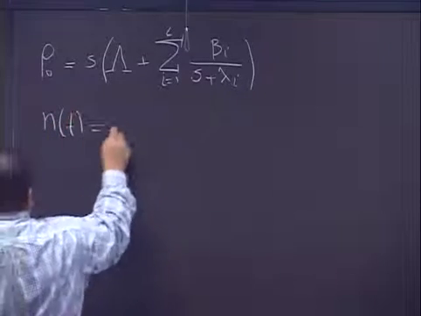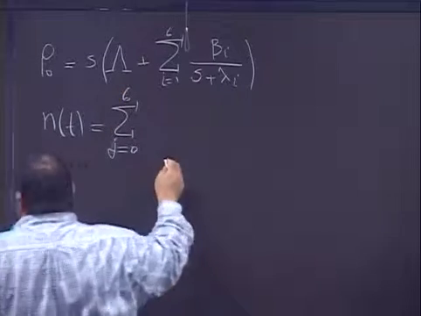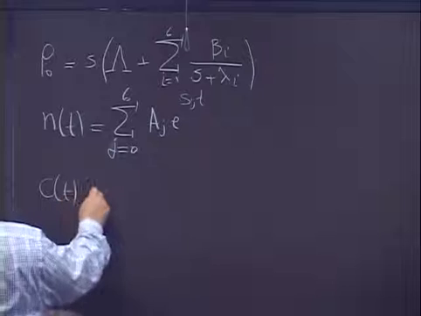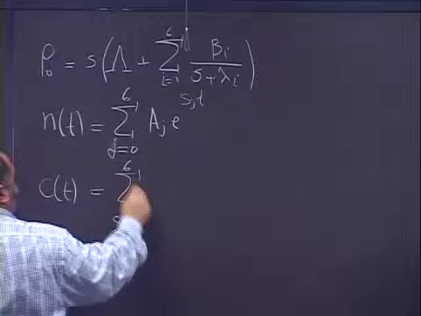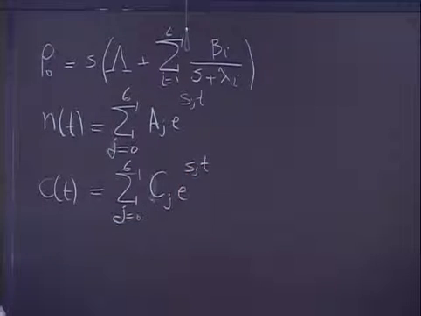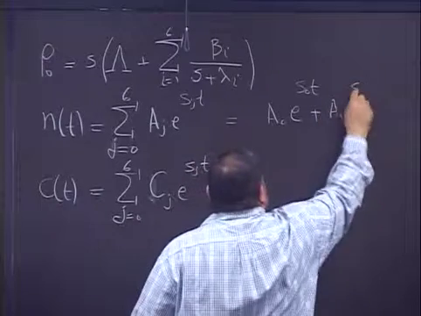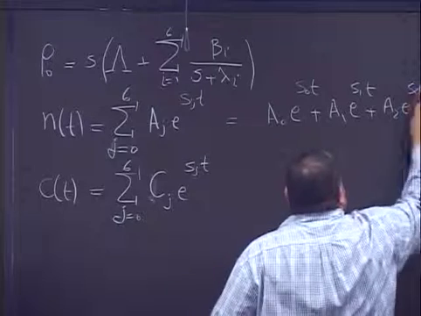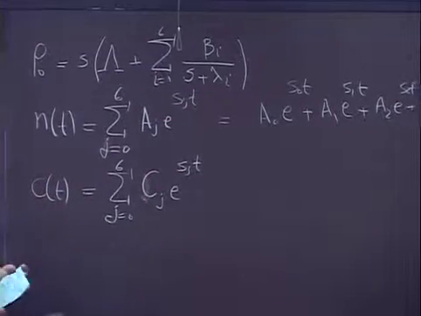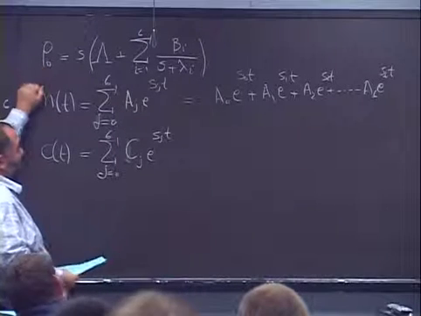n of t now will be a summation for j equal to 0 to 6. Those are 7 components of a j e to the power of s sub j t, and the same for c of t will be the summation from j equal to 0 to 6 of capital c j e to the power of s j t. Again, you'll notice that this is just a0 e to the power of s naught t, a1 e to the power of s1 t, a2 e to the power of s2 t, up to a6 e to the power of s6 t. And the same for c of t. So for rho greater than 0 or rho less than 0, we still have those seven roots.